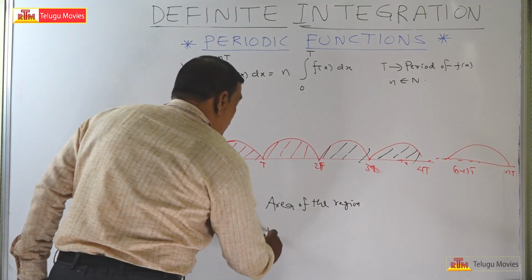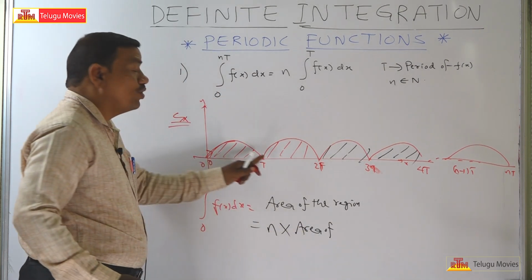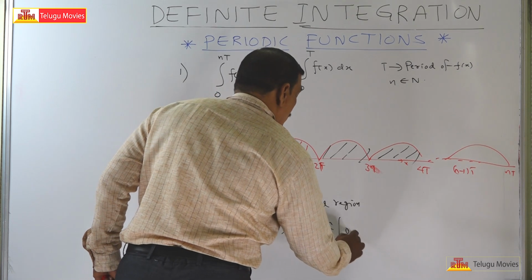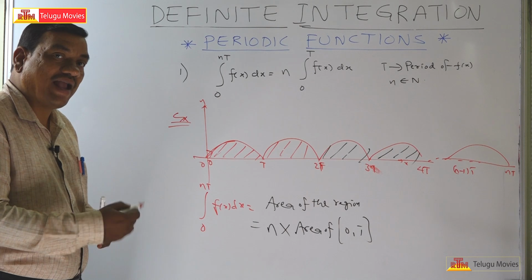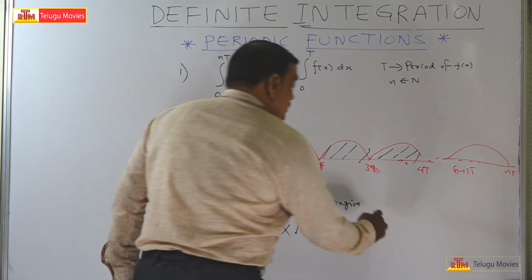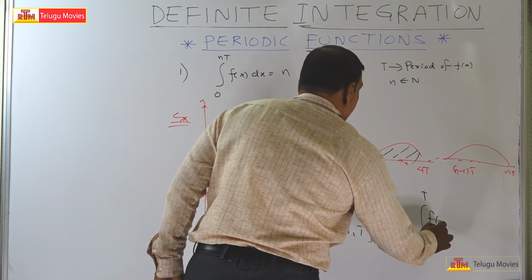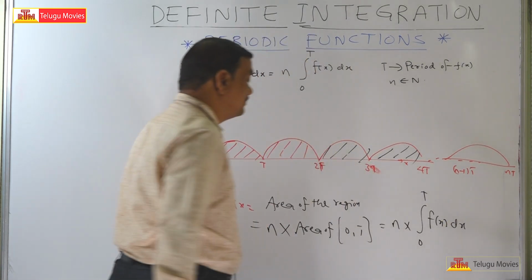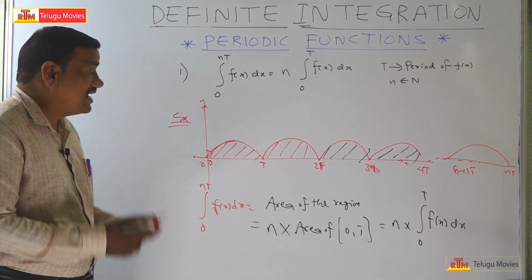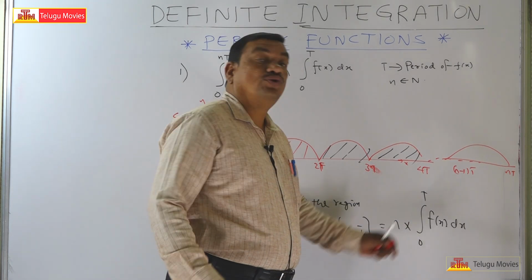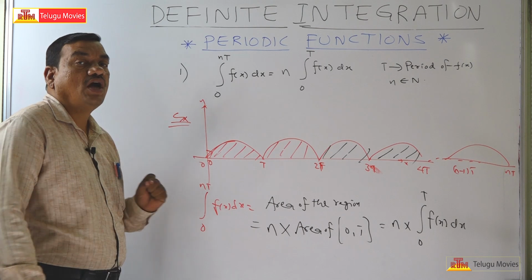So can I write n times the area from 0 to T of the function? There are n such graphs, that's why. That is equal to n times the integral from 0 to T of f(x) dx, that's all. So the integral from 0 to nT of f(x) dx is the same as n times the integral from 0 to T of f(x) dx. This is the first formula that we have to remember.